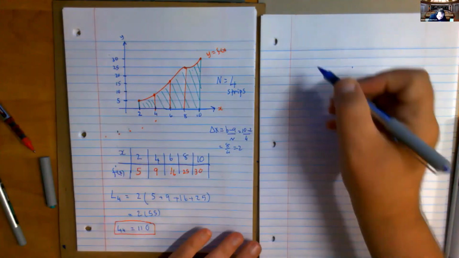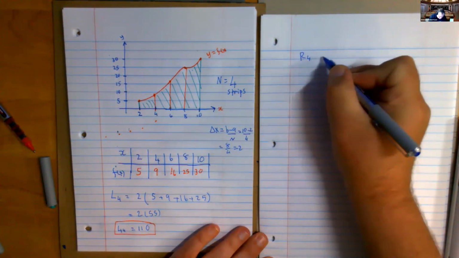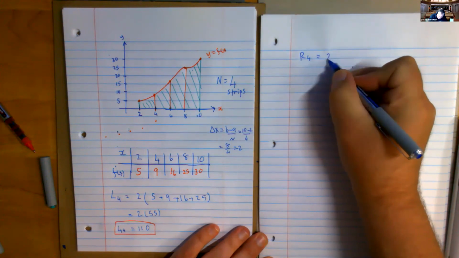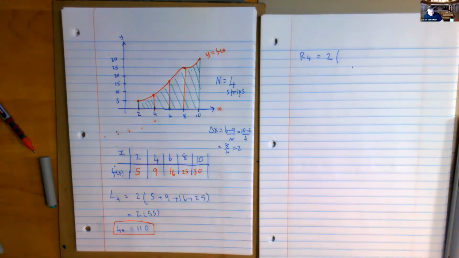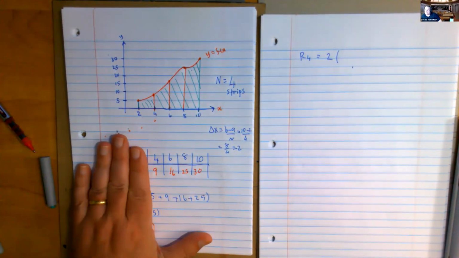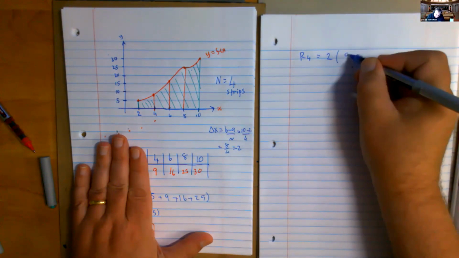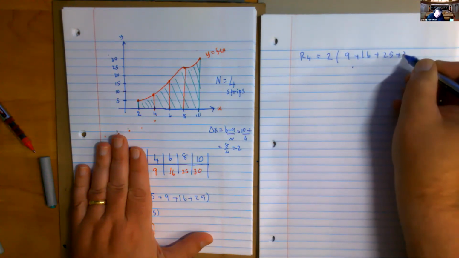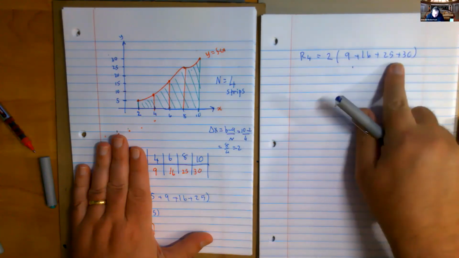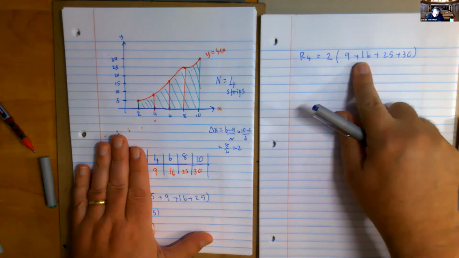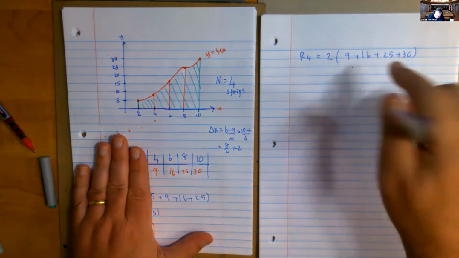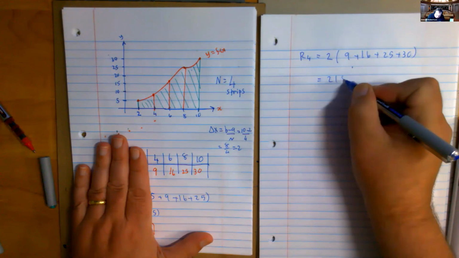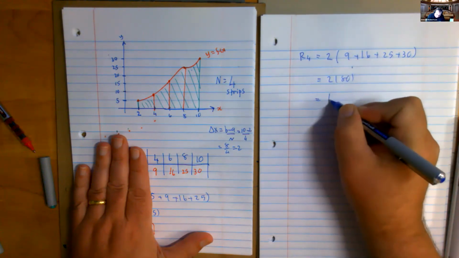Let's do R4. Well, won't it be delta x? Now, if you're doing R4, don't you just miss the first term? And so the numbers will be 9, add 16, add 25, add 30. And that's 55, and that's 25. So 55 and 25 is 80. So 2 times 80, I believe, is 160.